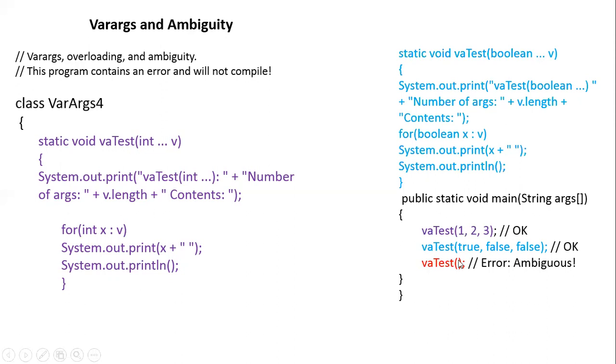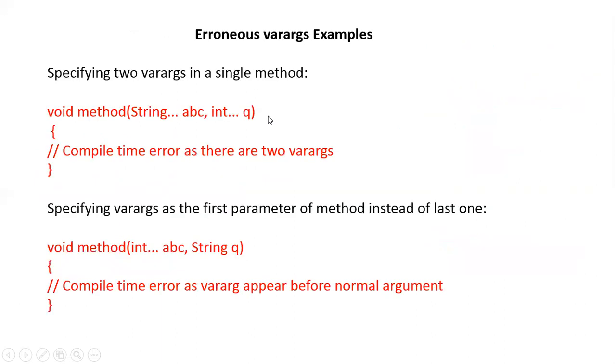But when we are passing no parameter, this is going to cause ambiguity because it is possible to call both the methods without passing any parameter. So when we are calling this method in this way without passing any parameter, this is going to cause ambiguity and this program will not compile. This will give an error. We have to take care of a few things when we are using variable length arguments.